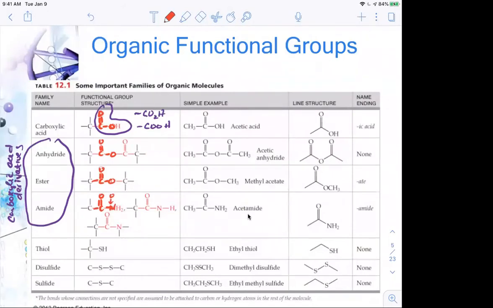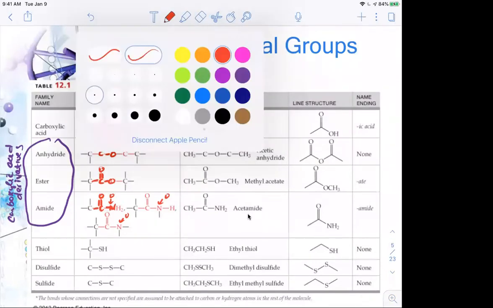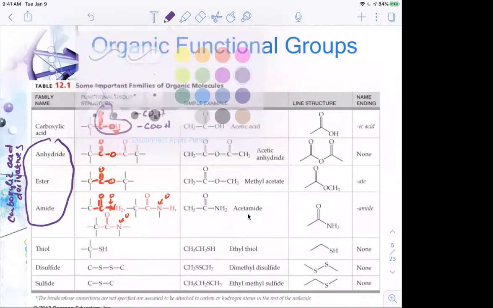So this is replacing the oxygen. This is replacing the oxygen. This is replacing the oxygen. But it all starts from here. It's a derivative of that carboxylic acid.